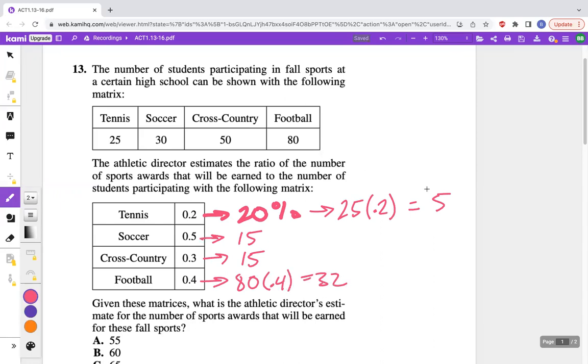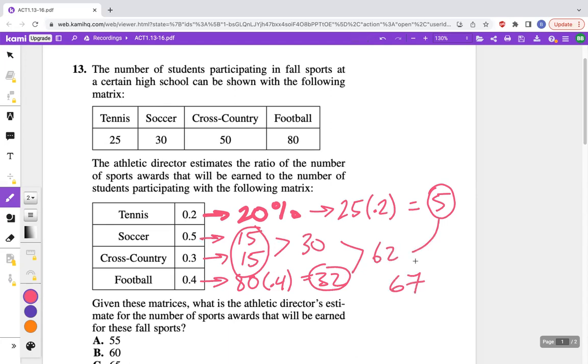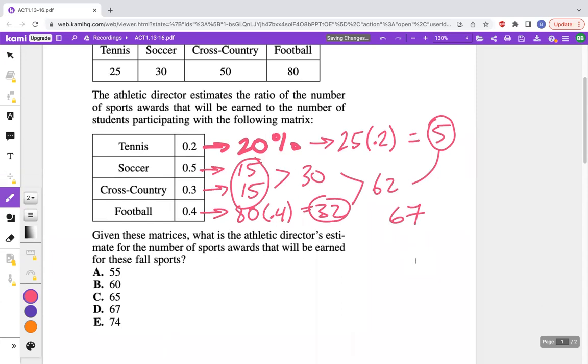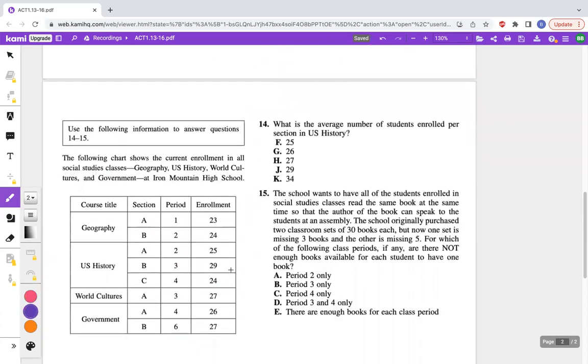So these are all the students who are estimated to win awards. So we just add those up. 15 plus 15 is 30. 30 plus 32 is 62. We add the 5 in, we get 67. So we're going to go look for that in our answer. We see it down here with D. All right, not so bad.